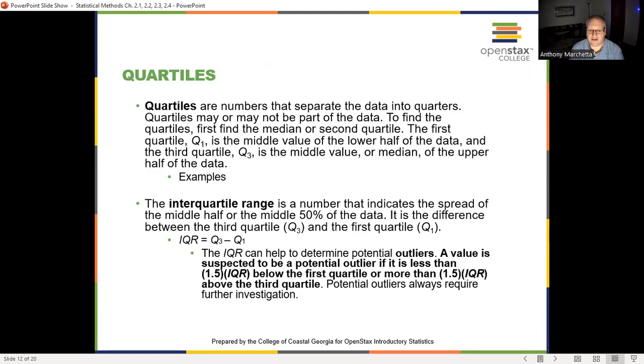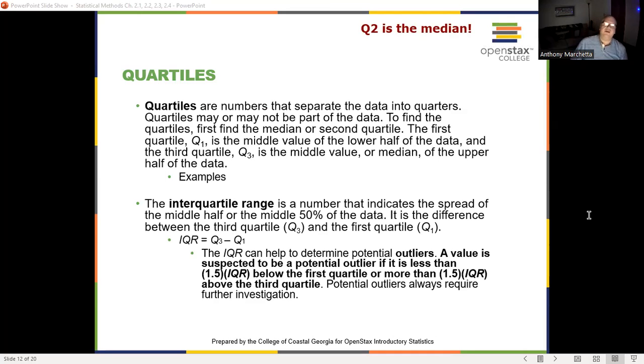To find the quartiles, first find the median or second quartile. In other words, the median is Q2. Let me put a little note of that because that's really very basic and people forget that, but Q2 is the median. Just kind of want to keep that up there floating so that we remember.